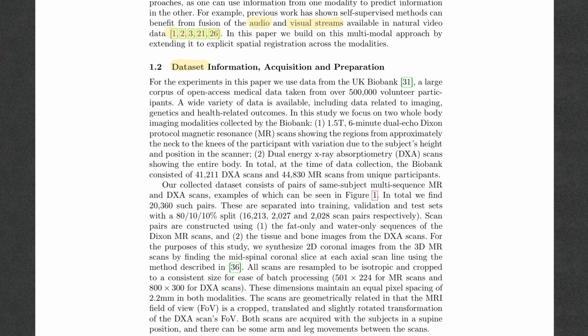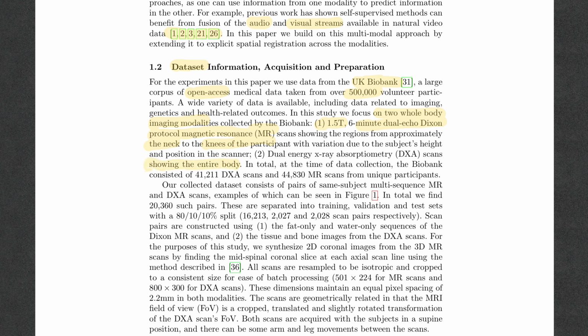Then going to the dataset information, they mentioned that their dataset is obtained from the UK Biobank, which is a large open access medical database. Basically, that is taken from over 500,000 volunteer participants. They focus on two whole body imaging modalities that are collected by the Biobank. The first one is the 1.5T 6-minute dual echo Dixon protocol magnetic resonance or MR scans that show regions from approximately the neck to the knees of the participants. And the second one is the dual energy X-ray absorptiometry or DXA scans showing the entire body.